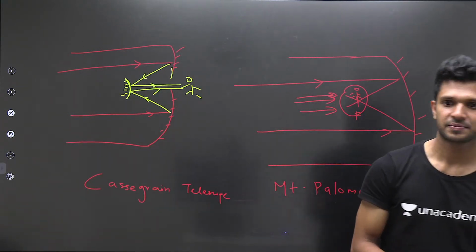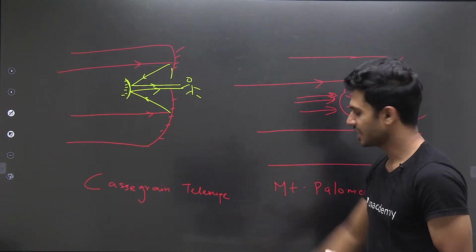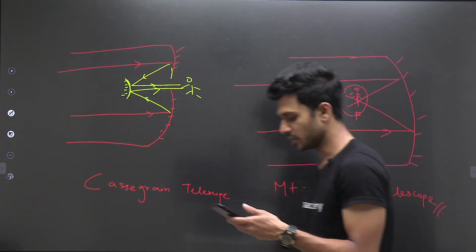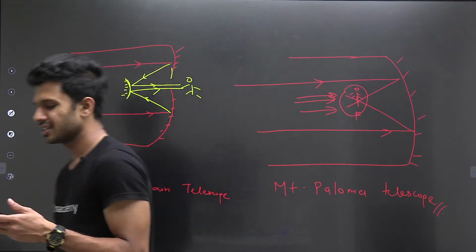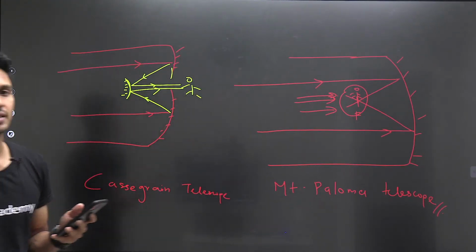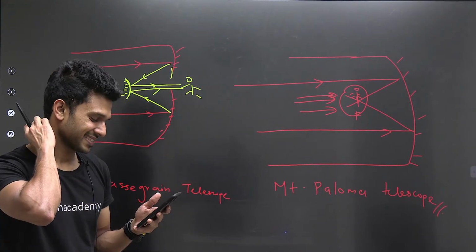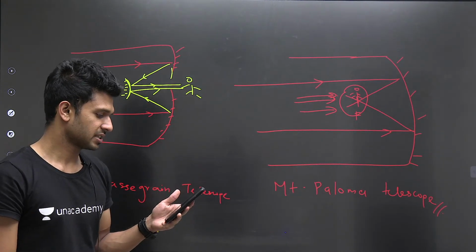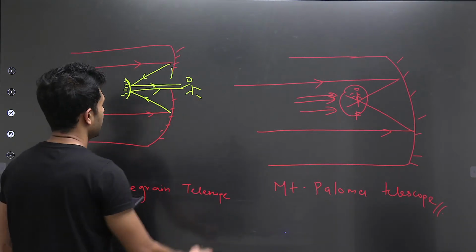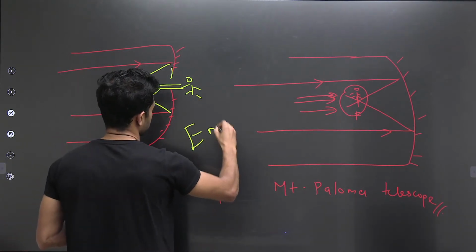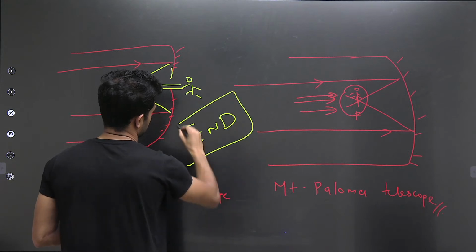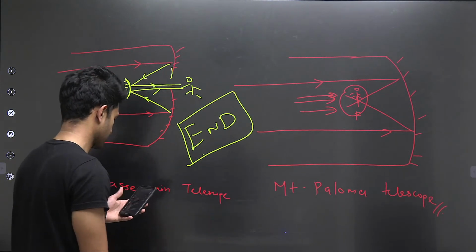Understood? Okay, so this is a Cassegrain telescope and this is the Mount Palomar telescope. A small statement, a small paragraph, is given at the end of this particular chapter. And bus, here we are at the end of this chapter.